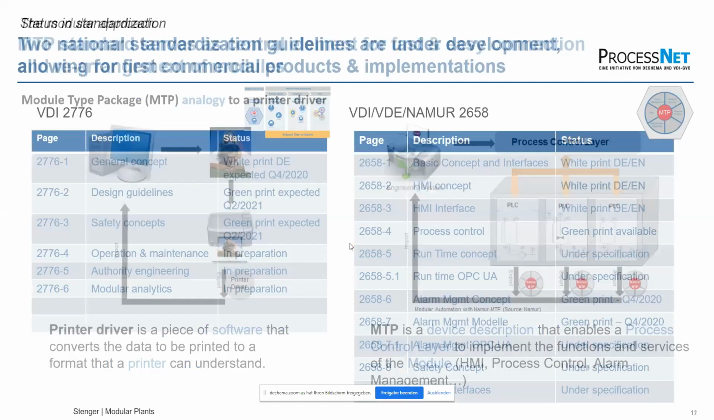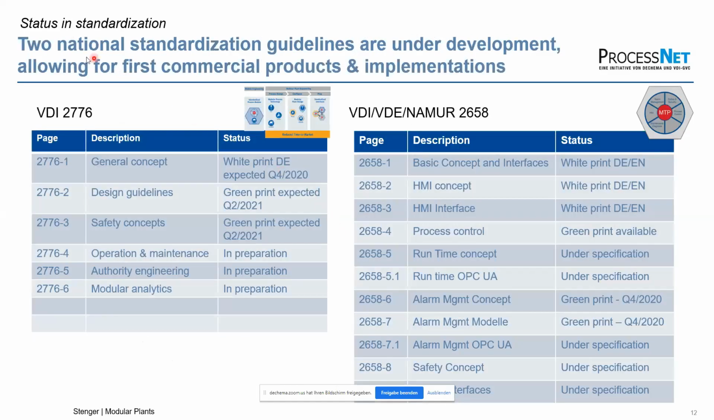So what about the status? As I said, we have two national standardization guidelines that try to describe what I've outlined just a few slides before. So this is the VDI 2776 and the VDI 2658, describing the automation interface, and this is describing the mechanical aspects of the modular system. And you see some papers are already available in white print, so this means they are public. They are available in German and in English as well, and they are now going to international standardization, the IEC and ISO system as well.